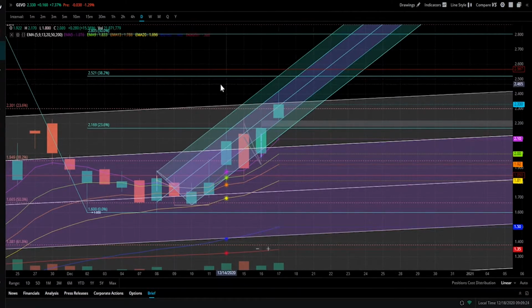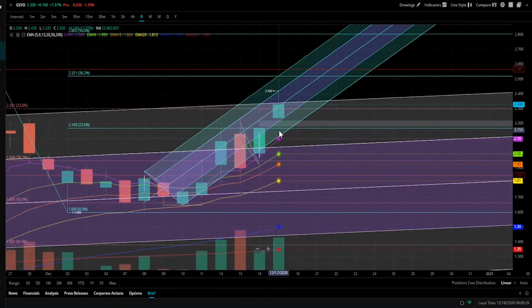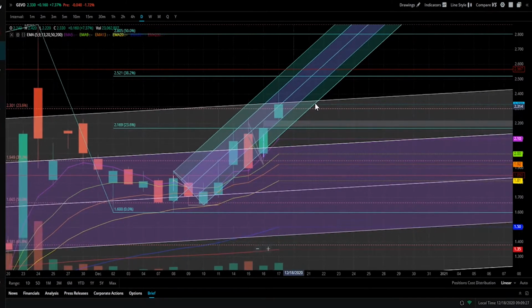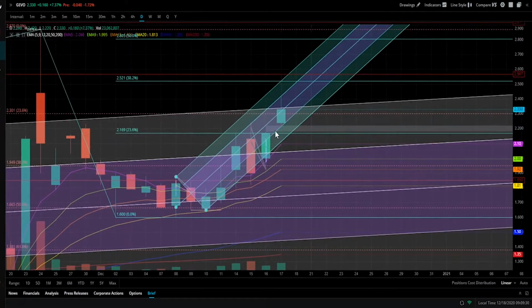All right. So in this case here, we can see yesterday GEVO did a big move, and that push up actually broke the small channel that I had before. All right, that was interesting. So this means this channel that we drew early on here, it didn't really hold.